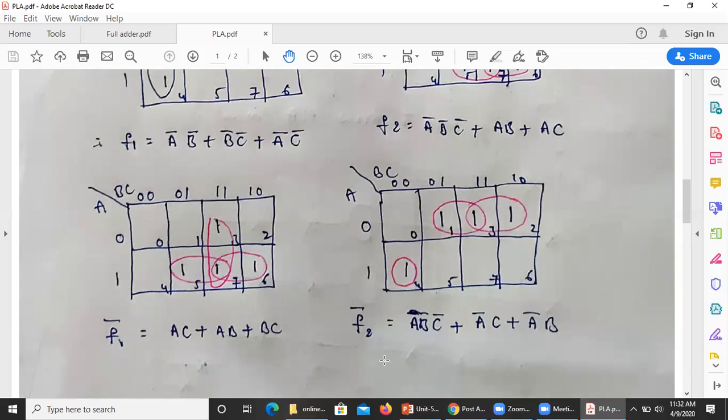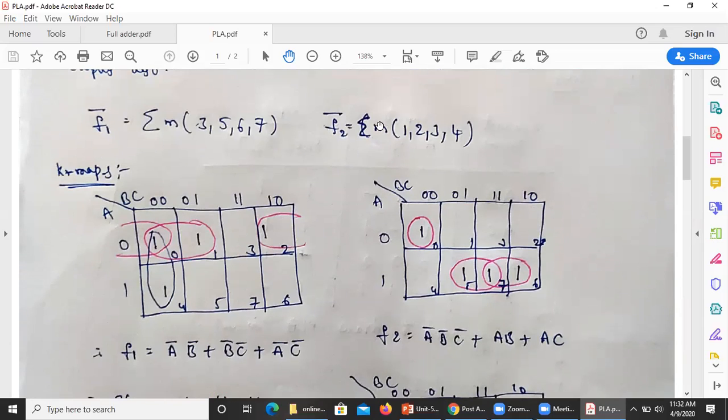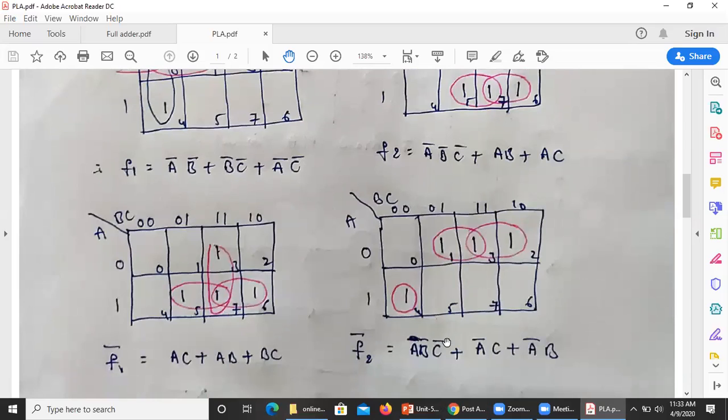Next F2 bar, if you are taking, what are the min terms we are having for F2 bar? 1, 2, 3, 4. Now if you are considering this 1, 2, 3, 4, 1, 3 form a pair, 2, 3 form a pair, and 4 is a isolated cell. So what is the F2 bar value? A, B bar, C bar plus this is A bar C. Here we are going to get A bar B.